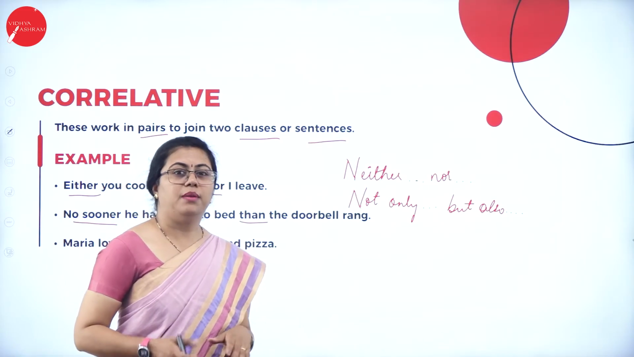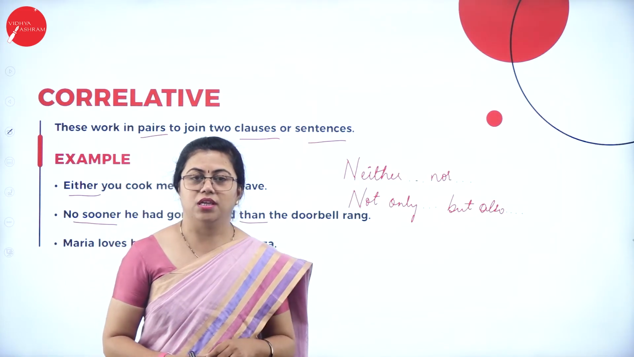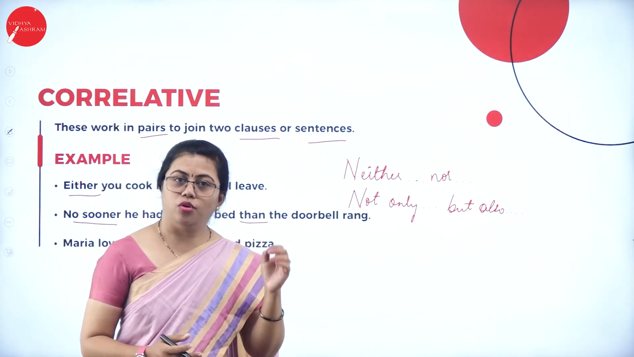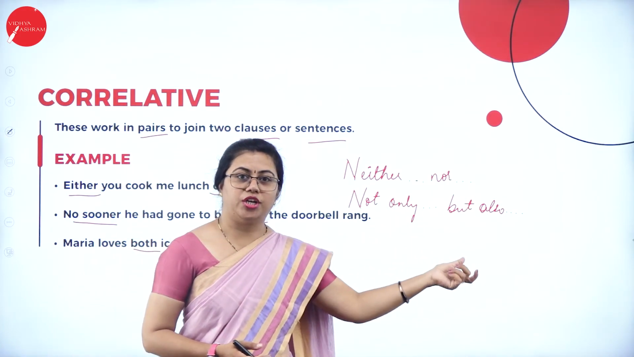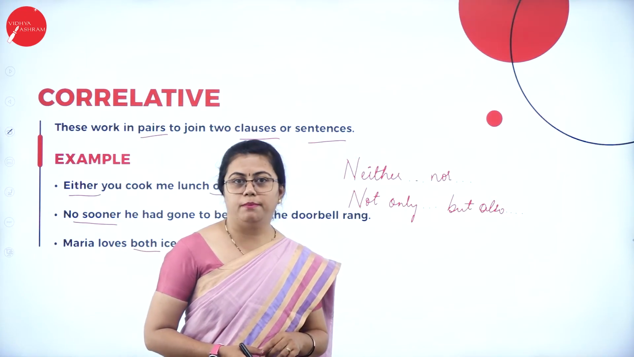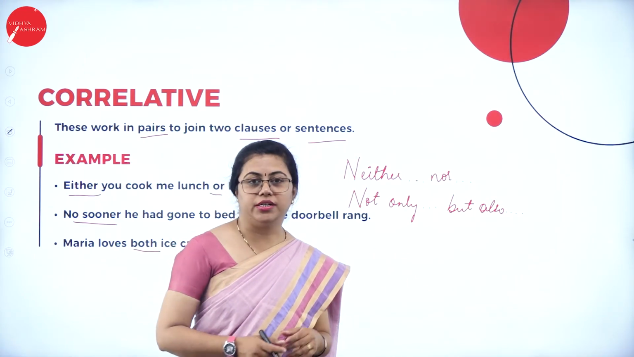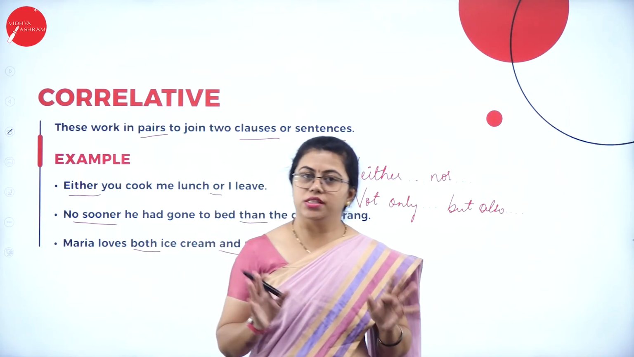Like, "Ma'am, I'm telling him, but also he is doing the same thing." No, that is not the right way. You always have to use but over there. But when you're using two things which are true, then only you will use this not only but also. When you're combining such sentences which will have equal weightage, then you use that.